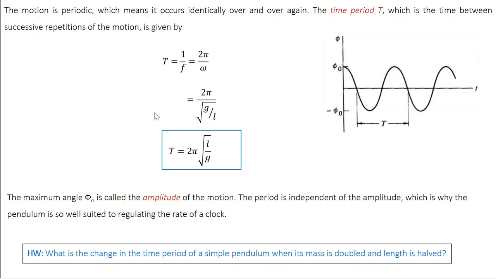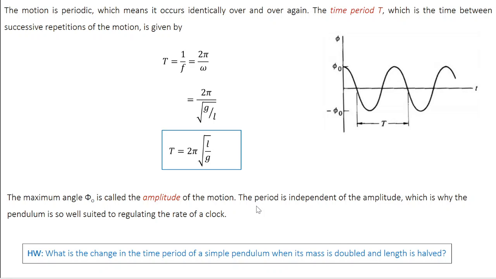Let's do a simple problem. What is the change in time period of a simple pendulum when its mass is doubled and length is halved? So look at the equation, T equal to 2 pi root L by g. So mass is nowhere featured. So doubling of the mass is not going to affect the time period. So this is the first information. So this part is given just to confuse you.